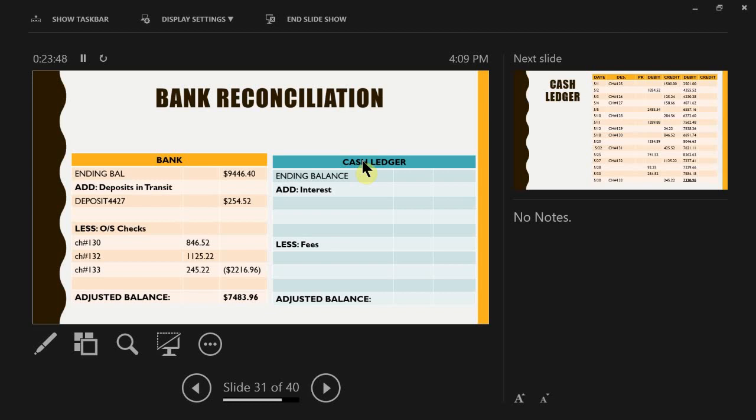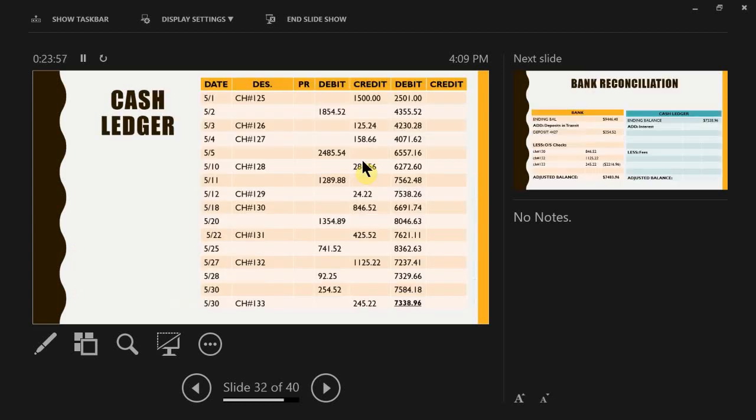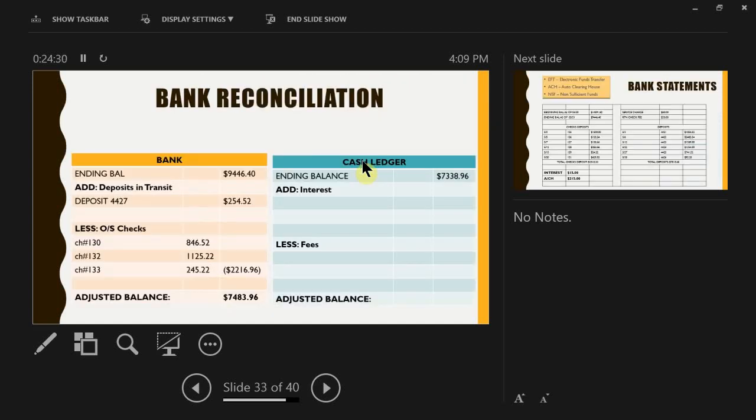Now, once I've solved for that, my next target is to update my cash ledger. So to update my cash ledger, I'm going to find my ending balance. As you look at this chart of accounts here, my cash ledger balance on May 30th, after we wrote the checks up to check number 133, my new balance should be $7,338. So as we can see, in my bank I still have $9,000, but in my cash ledger I only have $7,000. That's what I'm going to start off with in my ledger.